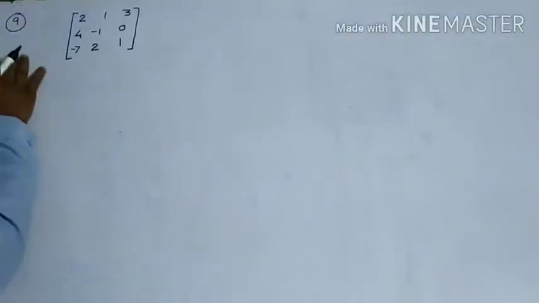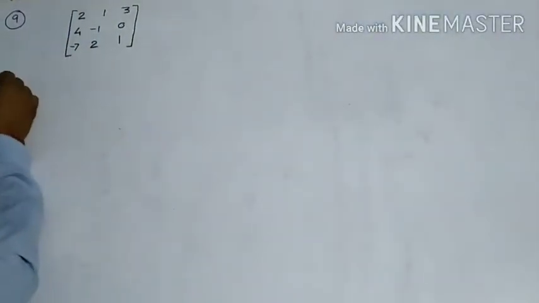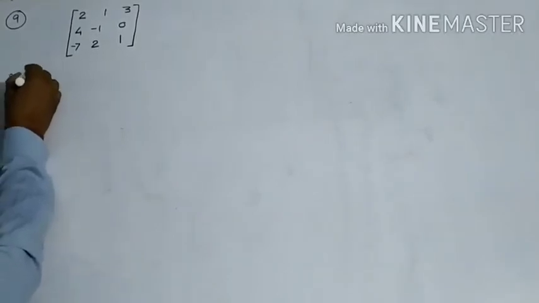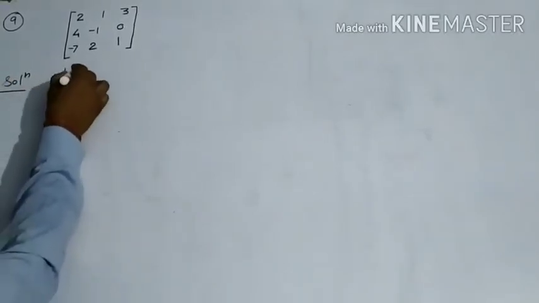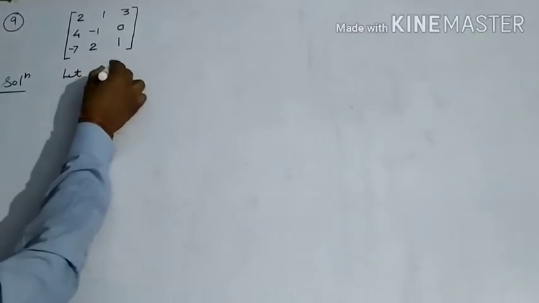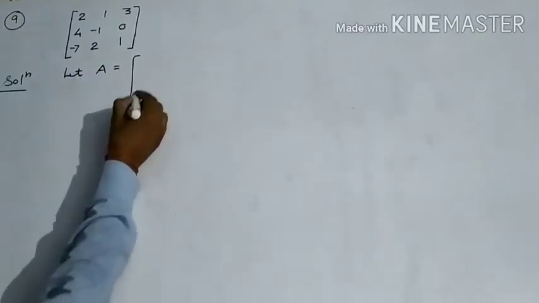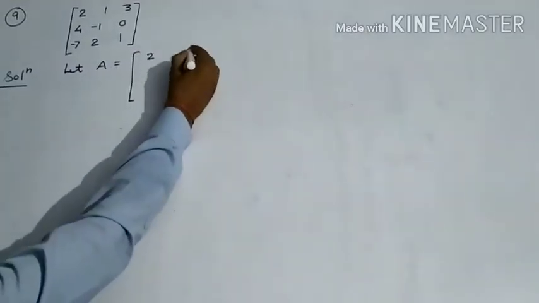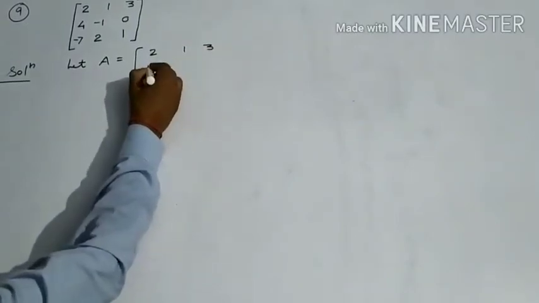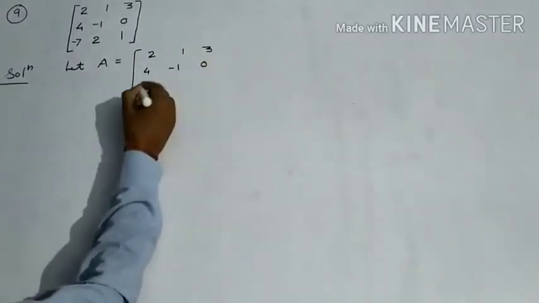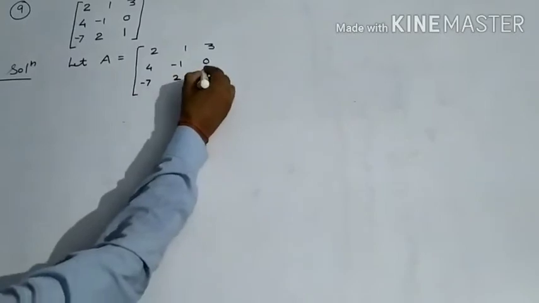Here you have to see, this is problem number 9. We want to find out the inverse of this matrix. So the solution is to see. Let A be equal to the matrix 2, 1, 3, 4, minus 1, 0, minus 7, 2 and 1.